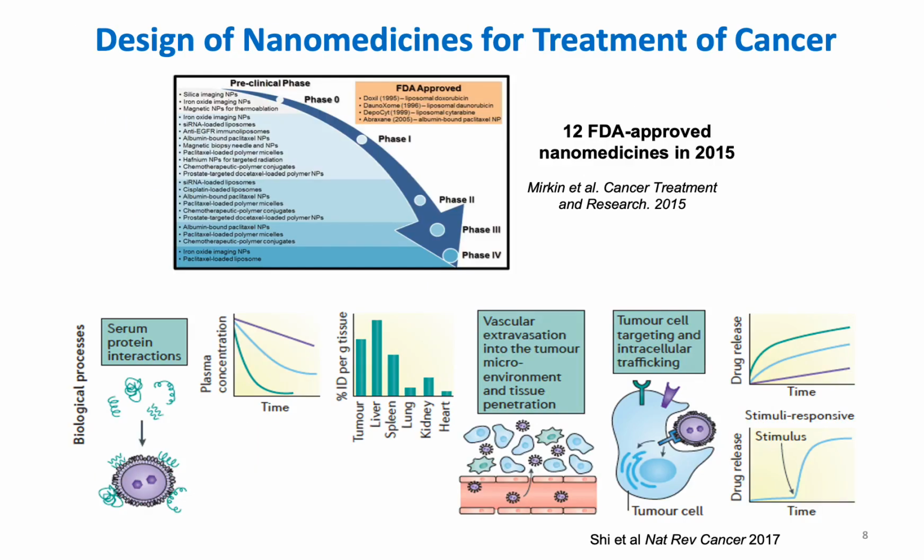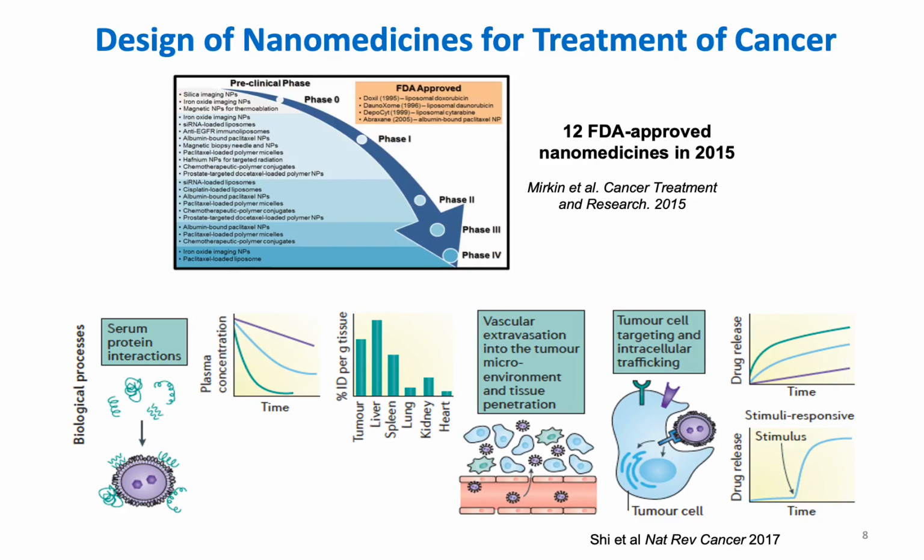If we look at the nanomedicines for the treatment of cancer which are used in the clinic, we can already find some examples. In this review from Mirkin et al. in 2015, we can see that 12 nanomedicines have been already approved by the FDA. The most well-known are Doxil, which is liposomal doxorubicin, and Abraxane, which is albumin-bound paclitaxel.